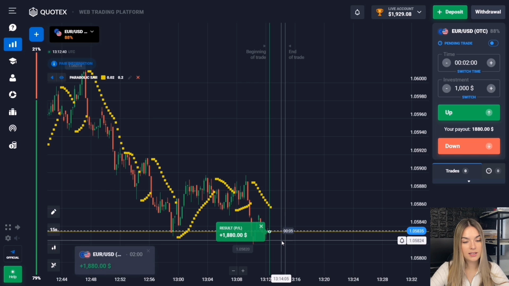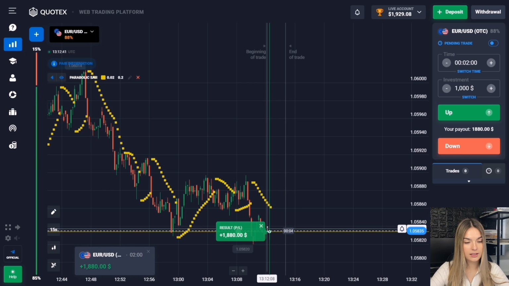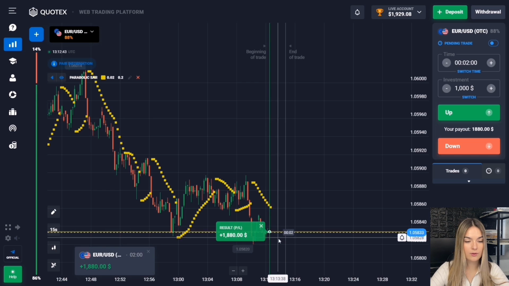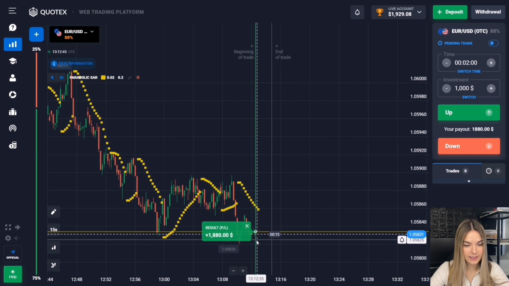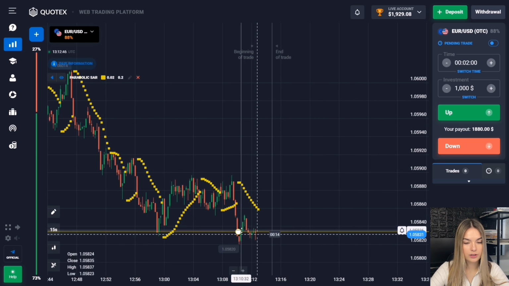And so friends, we got into a small rollback. After that the downward movement still continued and this level was broken. We are making profit here. Let's continue and find the next entry point.